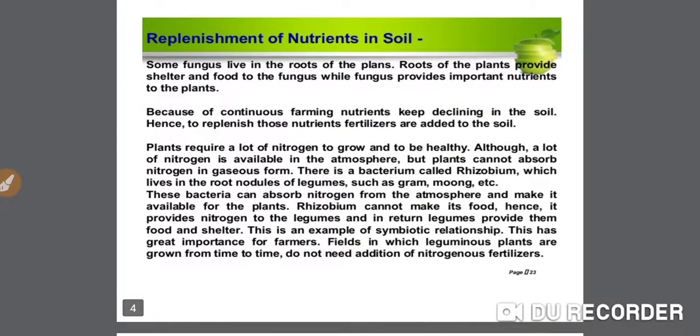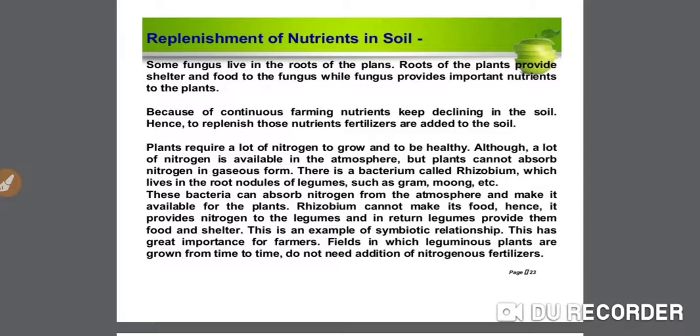Now next, replenishment of nutrients in soil. Some fungi live in the roots of plants. Roots of the plants provide shelter and food to the fungus, while the fungus provides important nutrients to the plant. Because of continuous farming, nutrients keep declining in the soil. Hence, to replenish those nutrients, fertilizers are added to the soil.